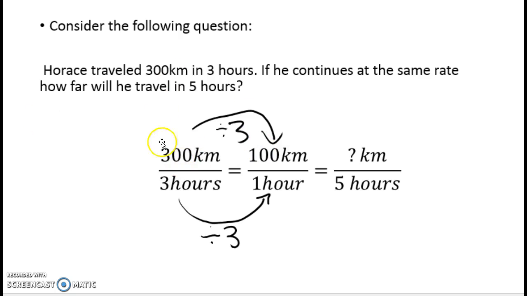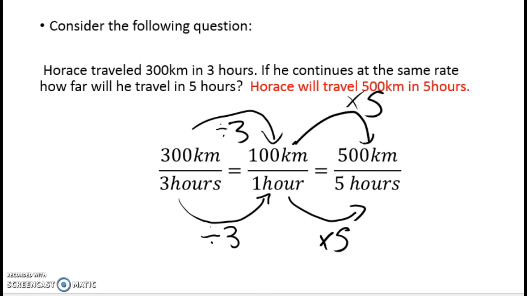I'm going to start by figuring out my unit rate, which in this case would be 100 kilometers in 1 hour. I do this by dividing 300 by 3 and then also dividing 3 hours by 3. Again, this is a proportional relationship, so I need to do the same thing to the top and the same thing to the bottom. Then I'm going to use that unit rate to help solve how far he can get in 5 hours. I'm going to multiply this 100 kilometers times 5 and this 1 hour times 5. Again, proportionally, I'm multiplying by the same thing every time. And that'll tell me that Horace will travel 500 kilometers in 5 hours.